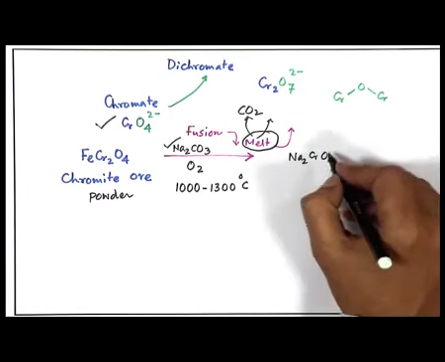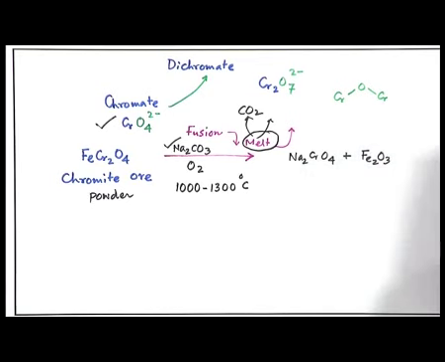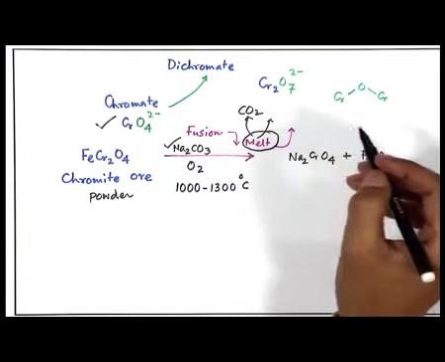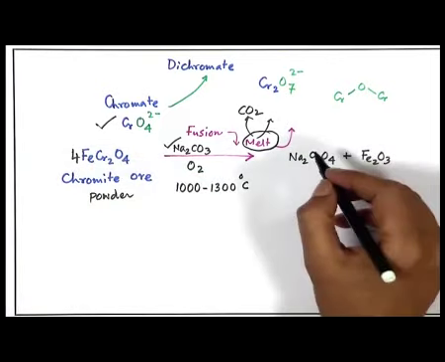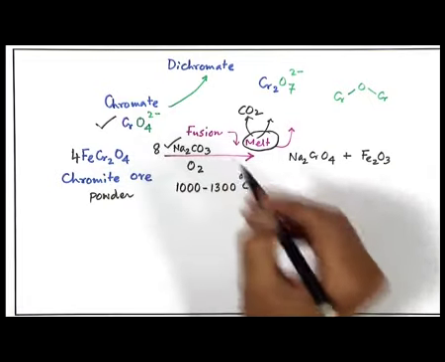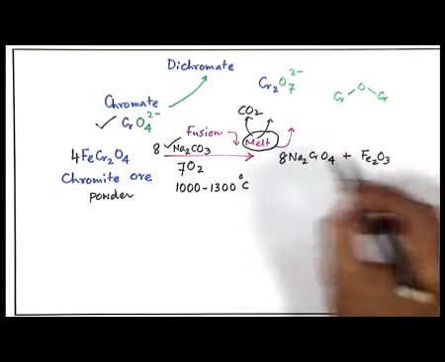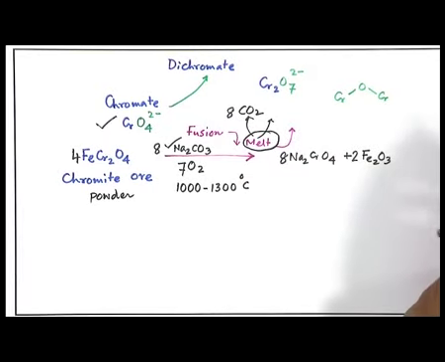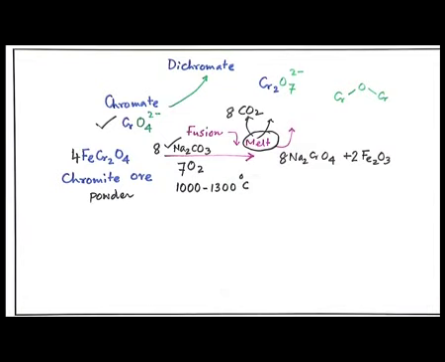This basically gives rise to the formation of Na2CrO4, chromate, along with some amount of Fe2O3. Iron will not give you some kind of ferrate there, only ferric oxide is formed, with the elimination of carbon dioxide. So, if we use the mole ratio of 4 of the ore with 8 of Na2CO3 and 7 of O2, we get 8 of Na2CrO4, 2 of Fe2O3, and 8 of CO2 will go out. So, this melt is formed at a higher temperature.